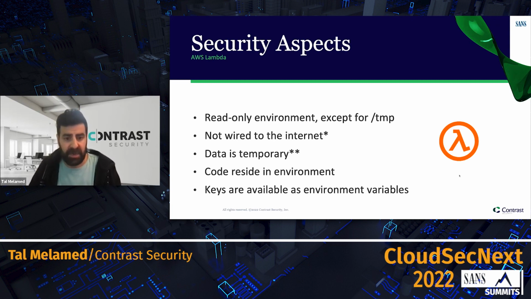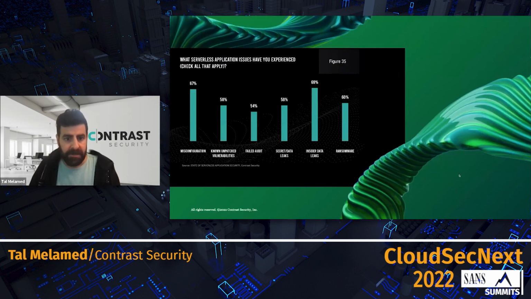The code resides in the environment, because this is how the environment runs your Lambda function. And also the keys, which means the permissions we talked about before. Kylo talked about IAM. The IAM policies given to the Lambda function are translated into keys, the AWS secret key and key ID. Those are the environment keys, and they also reside in the environment as environment variables. Of course, all of those have some security considerations.